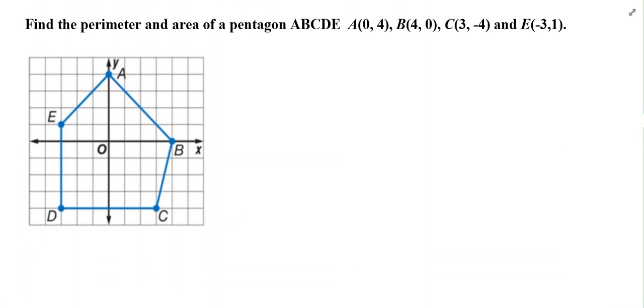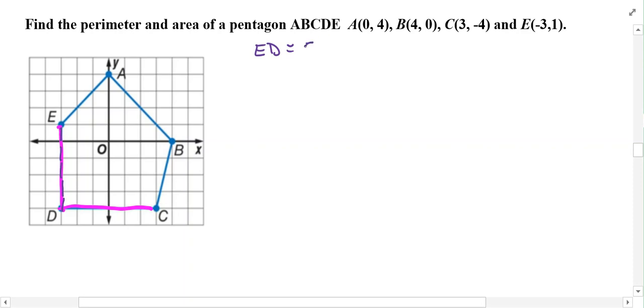On our last question, we want to find the perimeter and the area of the pentagon ABCDE. They've graphed it already for us, which makes it easy. We do have to find the length of each side, but since it's graphed and we can just count the points on the horizontal and vertical lines, it saves us a little work in putting those into the distance formula. So the length of ED would be 1, 2, 3, 4, 5. The length of DC would be 1, 2, 3, 4, 5, 6.